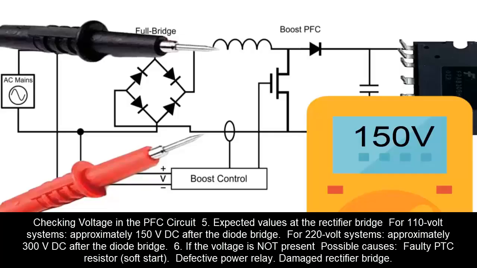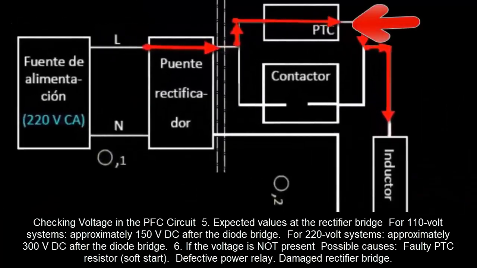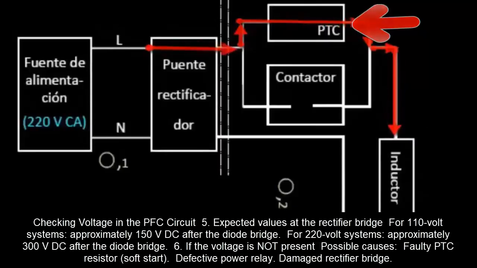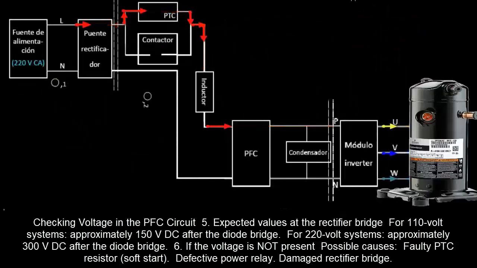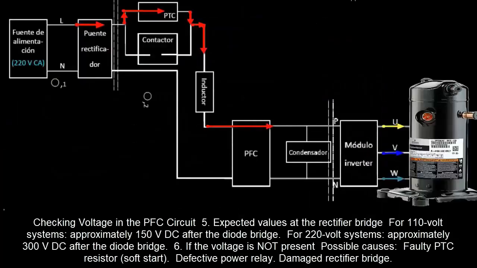Checking voltage in the PFC circuit. 5. Expected values at the rectifier bridge. For 110-volt systems, approximately 150 volts DC after the diode bridge. For 220-volt systems, approximately 300 volts DC after the diode bridge. 6. If the voltage is not present. Possible causes: faulty PTC resistor, soft start, defective power relay, damaged rectifier bridge.